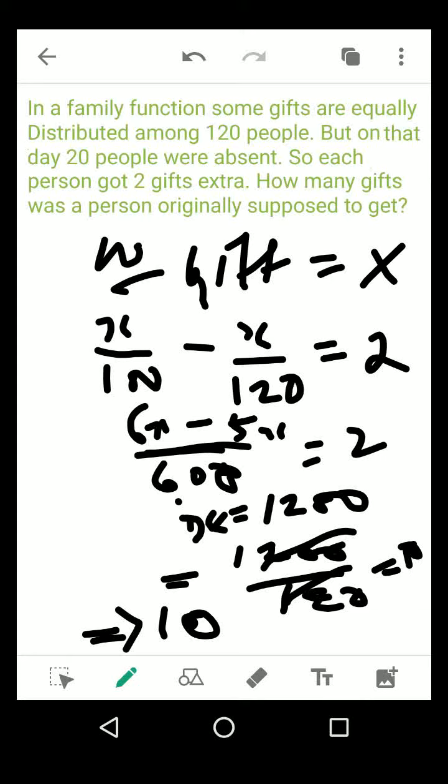If they asked how many gifts a person now gets, it will be 1200 divided by 100, which is 12. That is the extra 2 gifts. So that answer will be 12. But they asked how many gifts was a person originally supposed to get, that is 10.